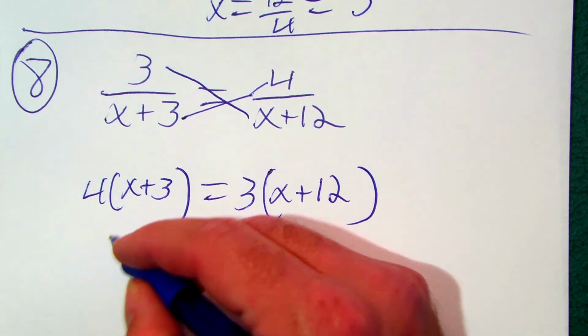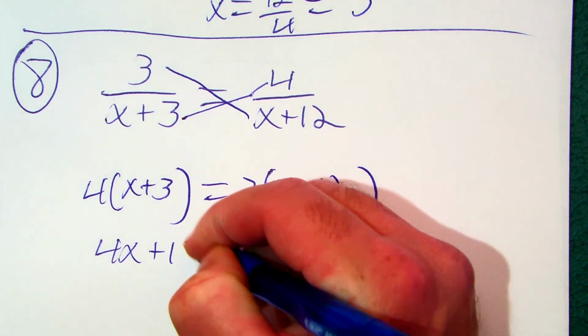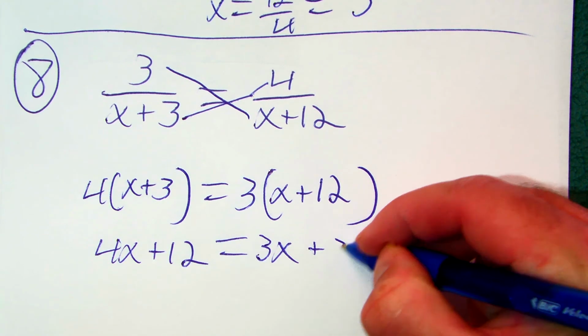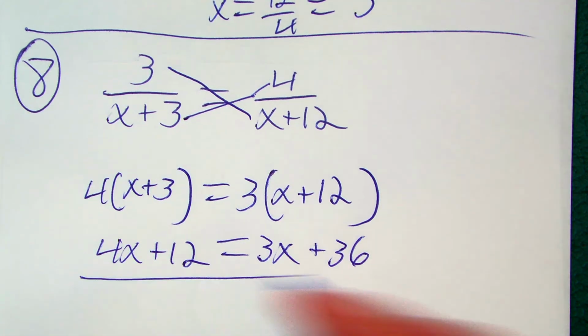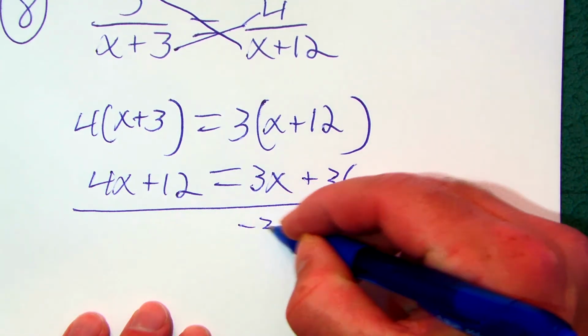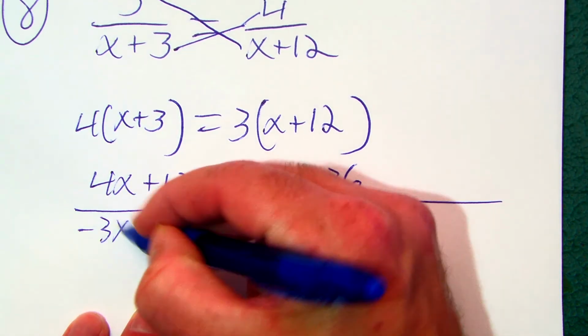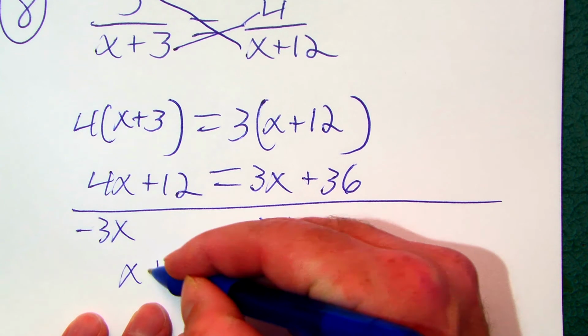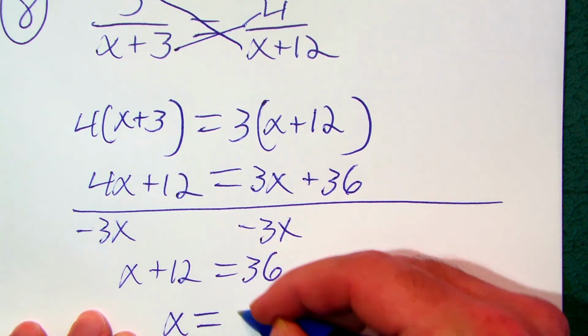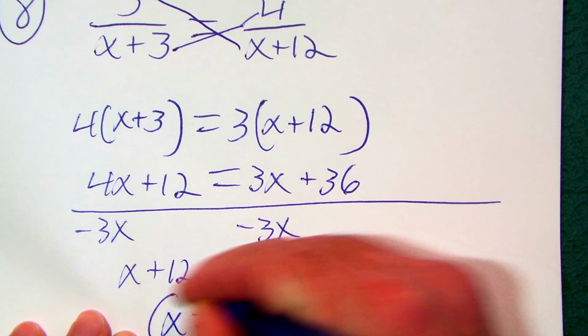So we should get 4x plus 12 equals 3x plus 36. Solve that equation now. Subtract 3x from the left, subtract 3x from the right. So we get x plus 12 equals 36. Subtract 12 from both sides, and we should get x equals 24.